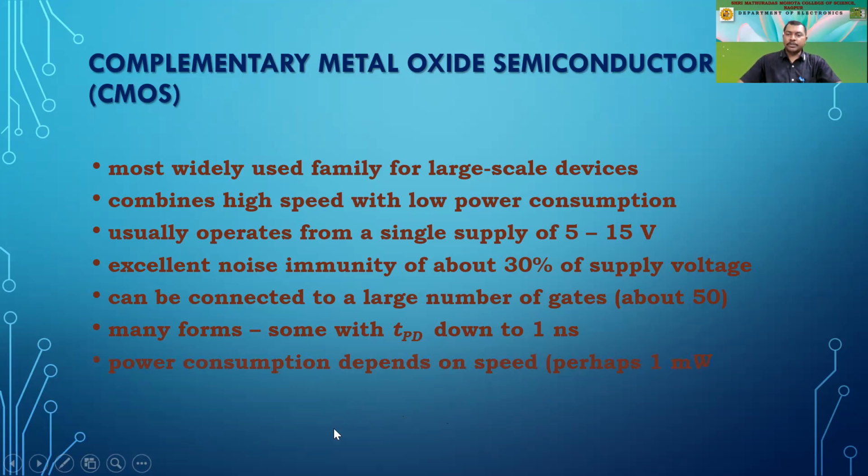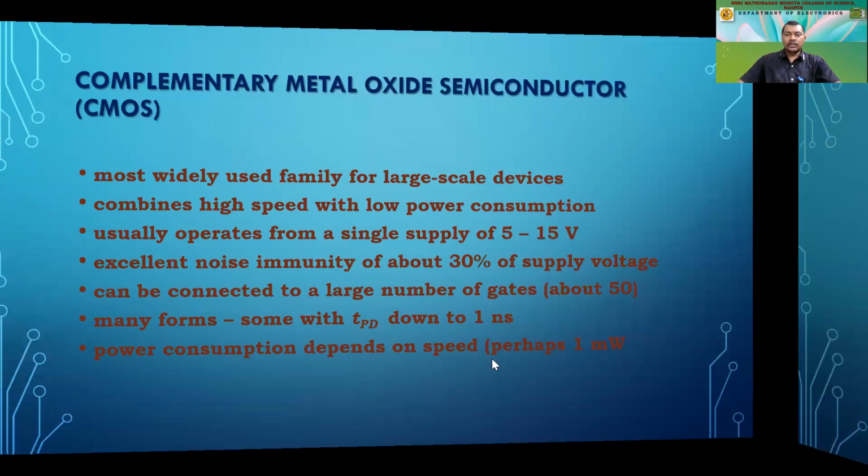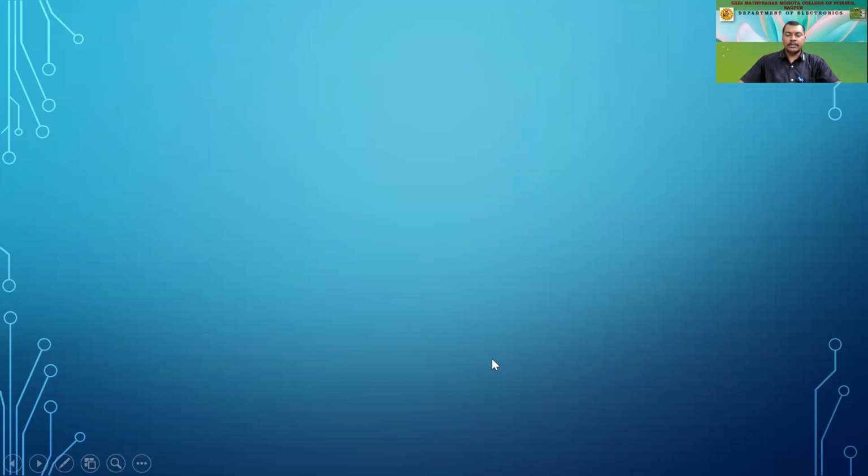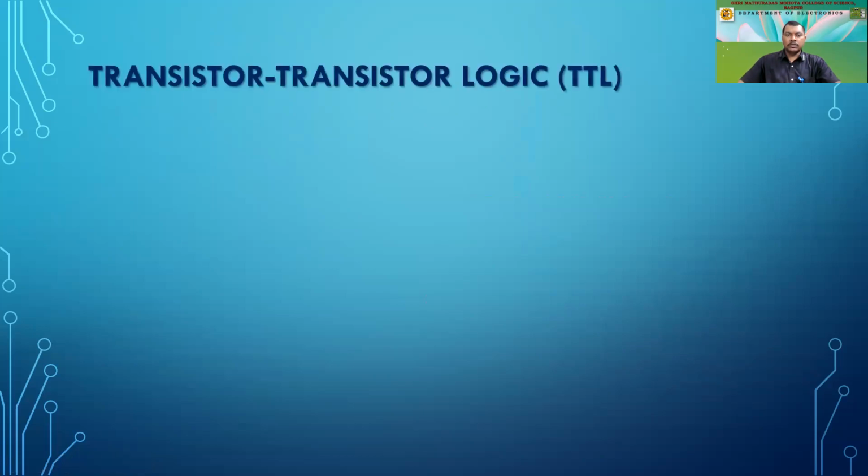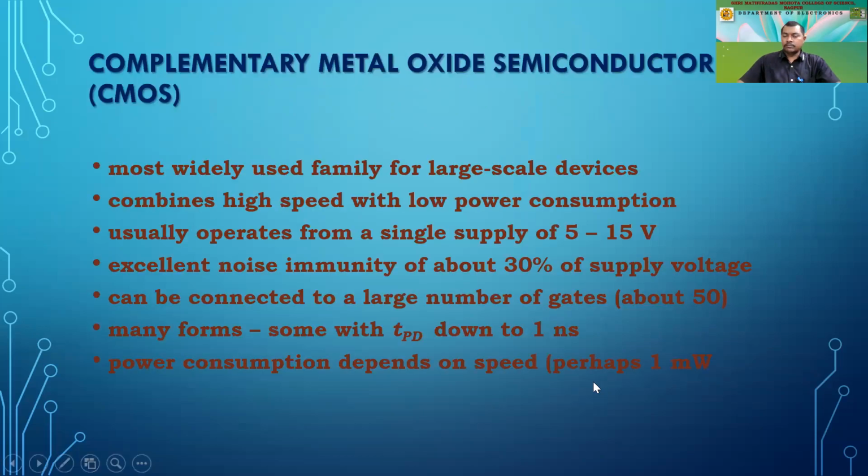Then the power consumption depends on the speed. I told you that this power consumption basically depends on the speed. So if you increase the speed, automatically power consumption increases. So perhaps it might be around 1 milliwatt. So this is the power consumption that is essential for CMOS. So with respect to TTL, the CMOS are very much advantageous rather than using a TTL.